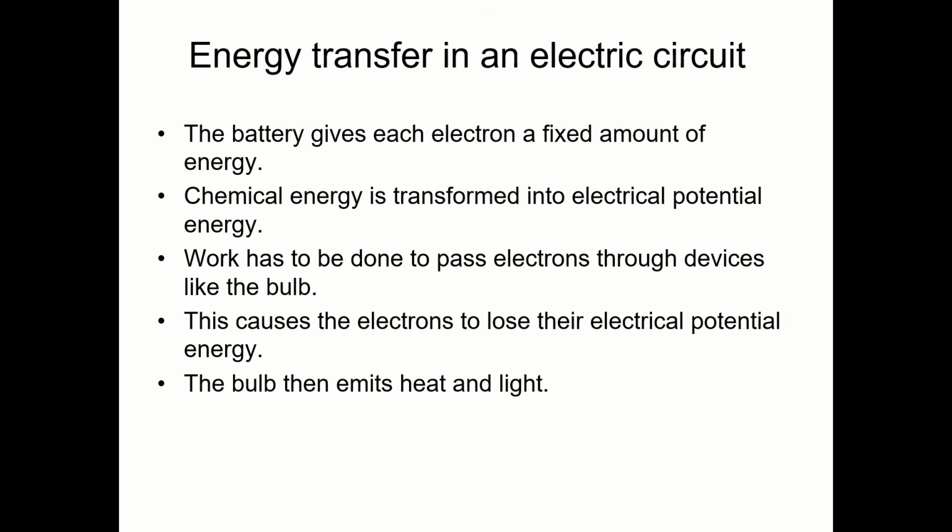Okay, so the battery gives the electron a fixed amount of energy, talking about chemical energy transformed into electrical potential energy originally. Work has to be done passing the electrons through devices, and the main device they're going to encounter initially is the bulb. It causes the electrons to lose their potential energy, or some of it, and the bulb emits heat and light. So just beware if you want to stick with the stores terminology or not at A-level.